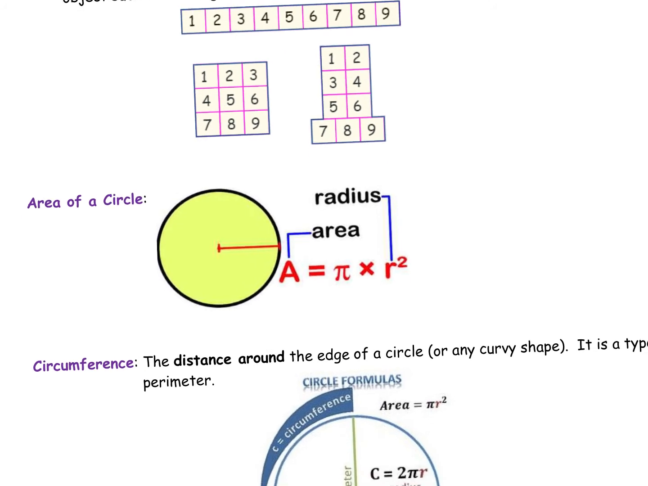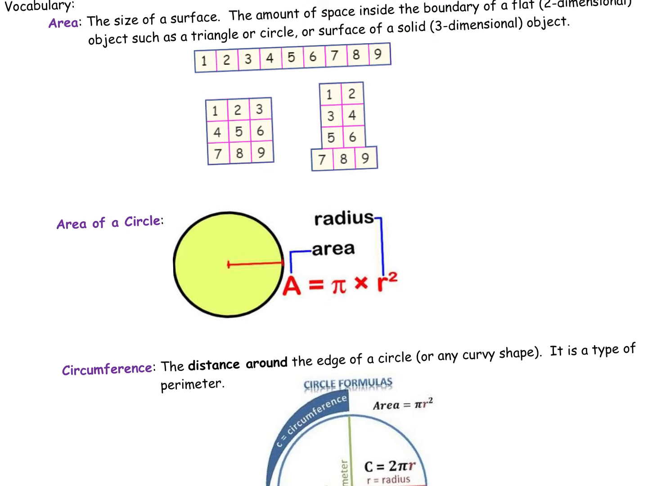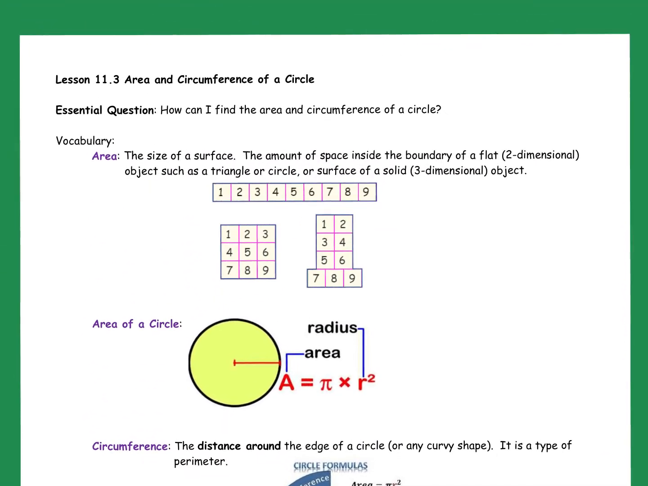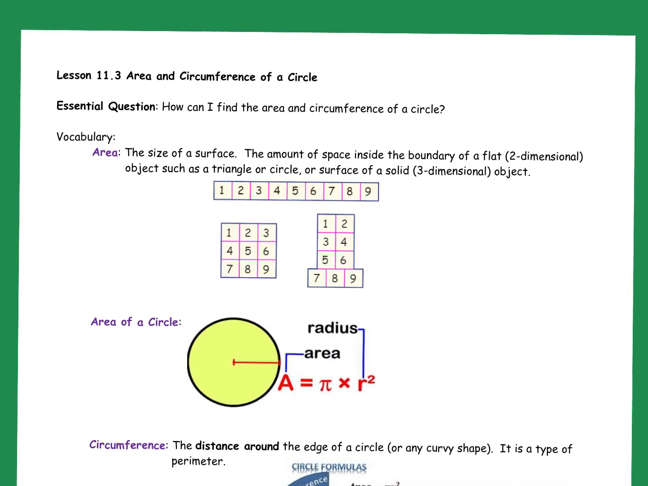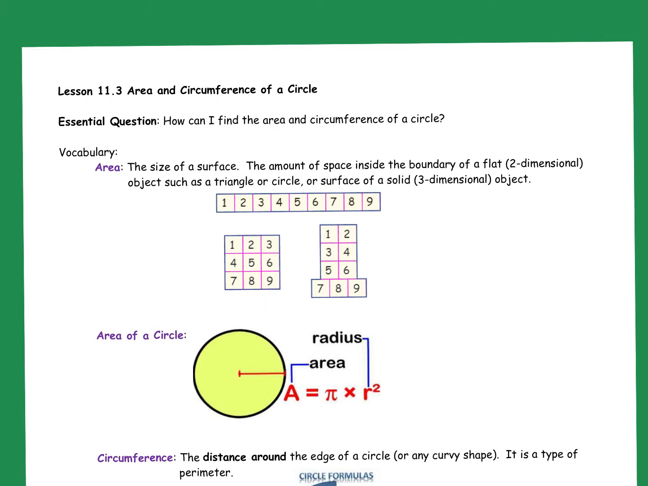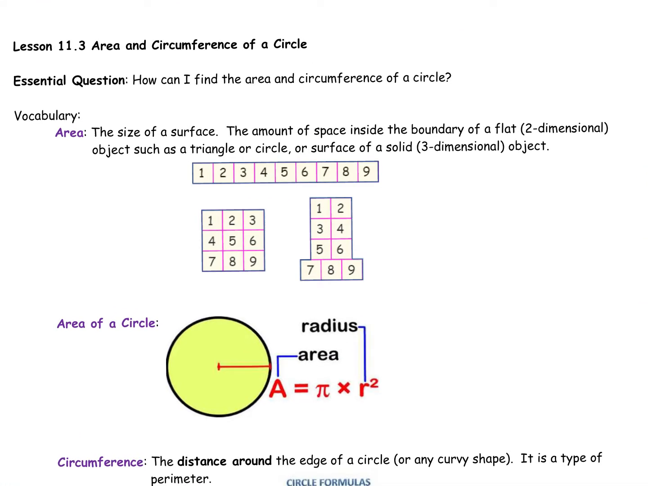And then circumference. Obviously, I didn't lock my screen. Why isn't my screen locked? Oh, there we go.